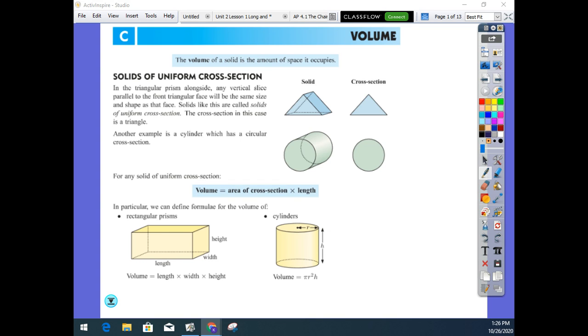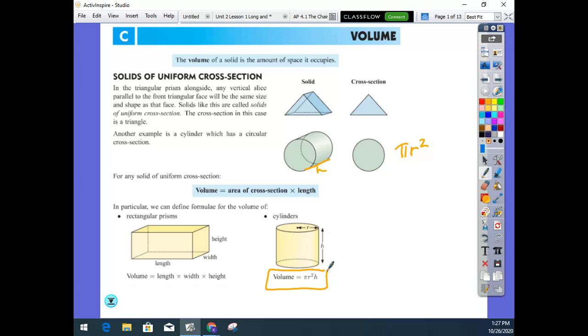6C is all about volume. So it's really just all about formulas. Whenever you're doing uniform cross sections, what that means is, if you were to slice a cylinder, you make slices throughout the cylinder. Each cross section is a circle. You know the area of a circle is pi r squared. We just multiply that by how many slices you could make, which is your height. That's why your volume of a cylinder is pi r squared h.